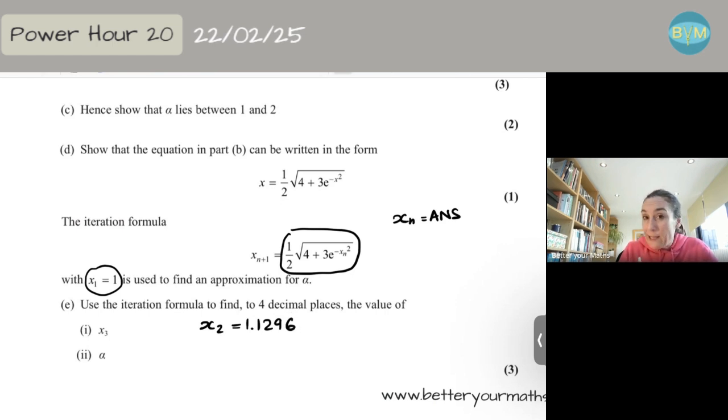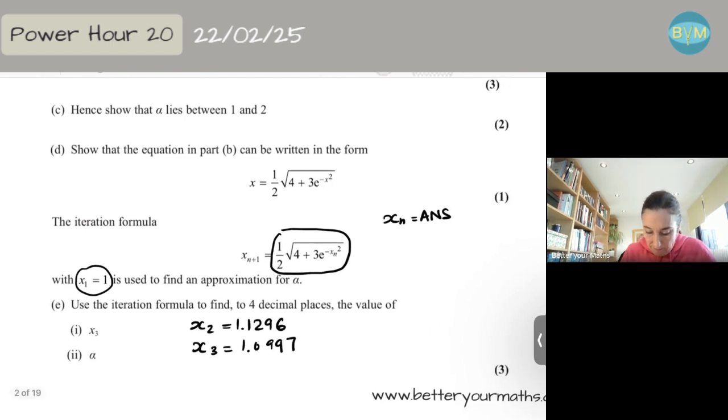If you click equal again without doing anything else, the calculator is going to substitute what you wrote as ans by this new number. And it gives you x3, which is 1.0997, something. To 4 decimal places is that one. If you click ans again and ans again, we will keep getting x4, x5, x6.